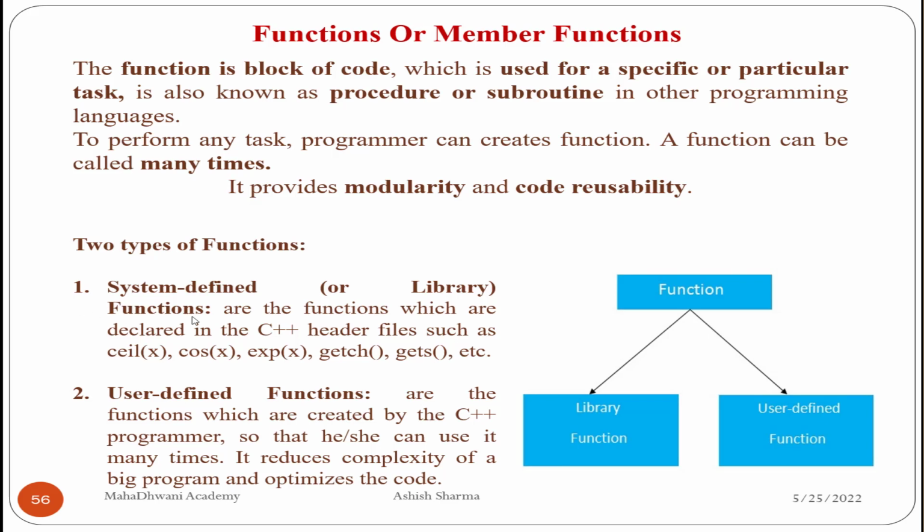System defined functions are the functions which are declared in the C++ header files, such as the ceil function, cos function, exponential function, getch to get a character from the keyboard, gets to get a string from the keyboard. So these are the different functions. These are just examples of system defined functions. We have many functions.